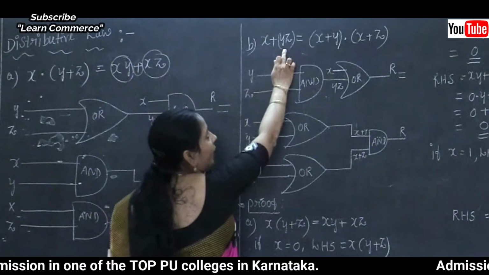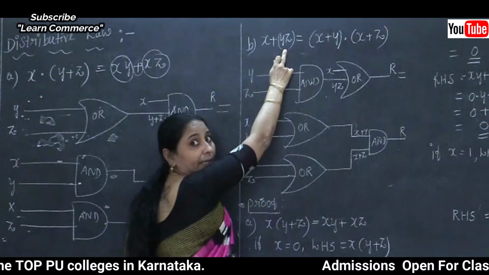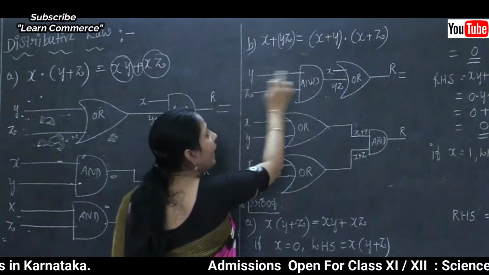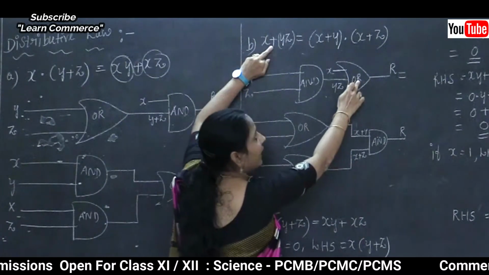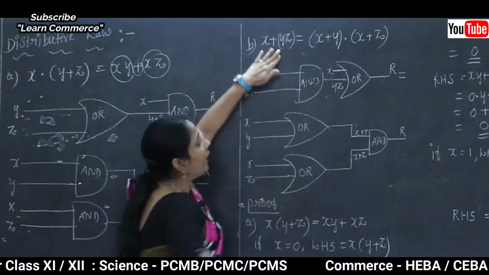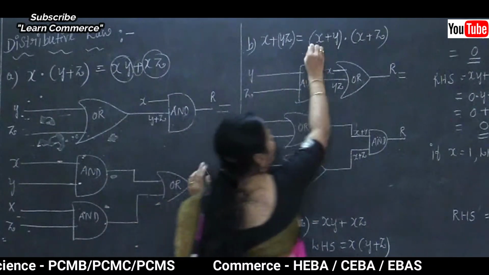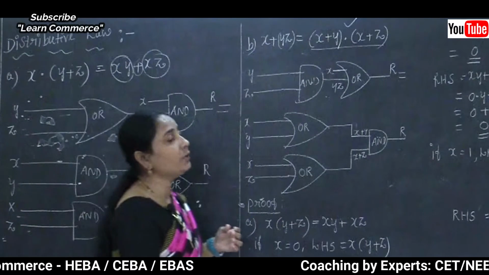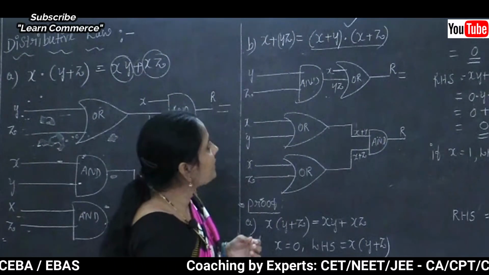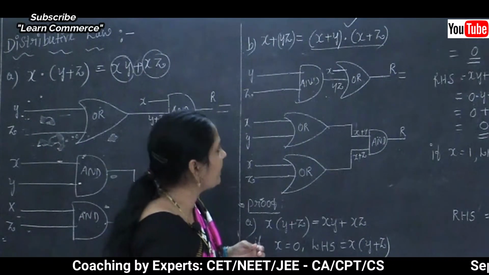So first of all, I am going to take the y and z. Clear this point here? So y and z here, and the OR symbol, the plus symbol, is there, or x. Clear this point? And next, now I am going to complete the symbol for the right hand side. In the right hand side, which expression is that? x plus y and x plus z.